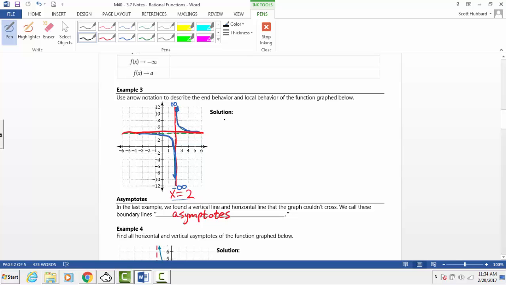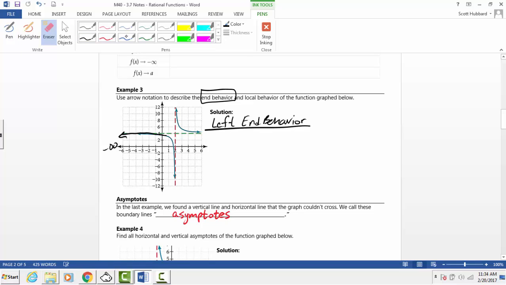So let's go ahead and look at the end behavior. Now the end behavior, remember, only referred to two things. It referred to what the graph does as I go all the way to the left and all the way to the right. So the left end behavior means put your finger on the graph and just approach negative infinity. We write that as: as x goes to negative infinity, what does the graph do?